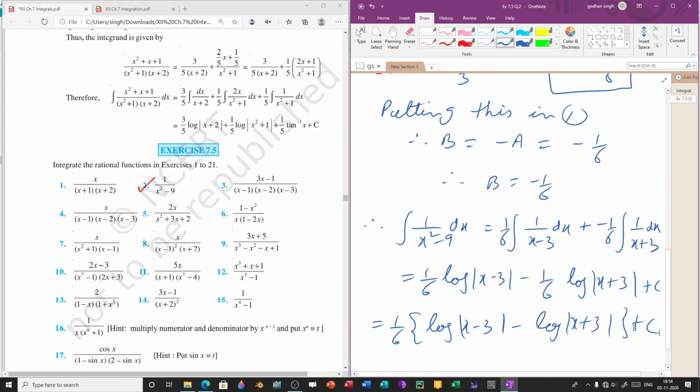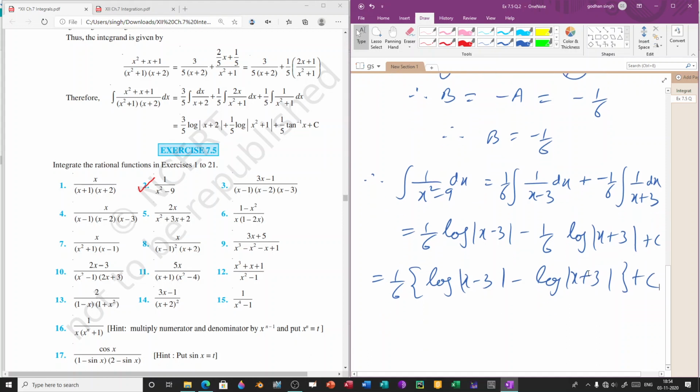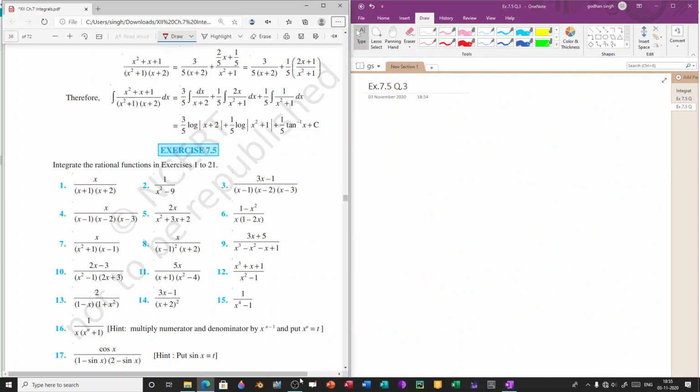Now we know that log a minus log b is log a by b, so this we can rewrite as equal to 1 by 6 log modulus of x minus 3 over x plus 3 plus c. So this is the answer of question number 2. So with this, question number 2 is complete. Now exercise 7.5, question number 3.